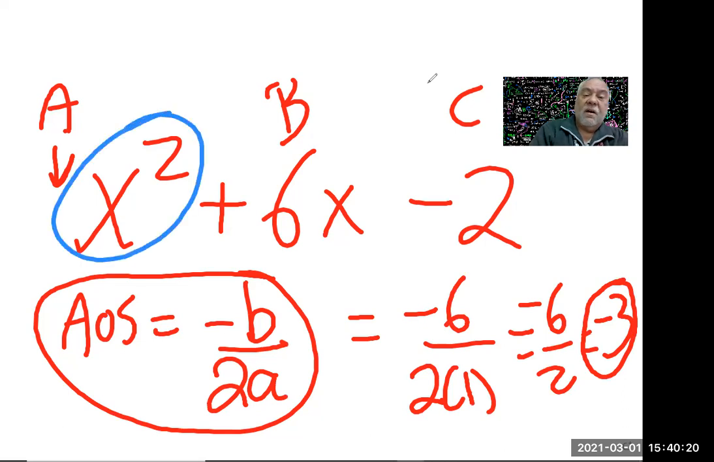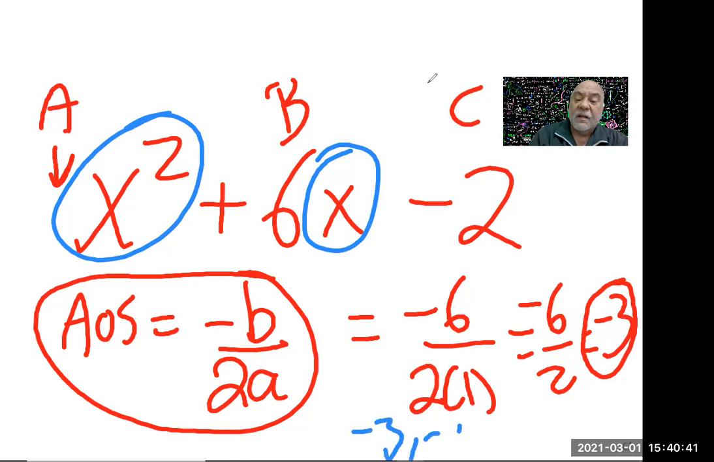You plug it in there to that x and there to that x to get the y value for the vertex. -3 squared is 9. 6 times -3 is -18. 9 minus 18 is -9, minus 2 is -11. So the vertex would be at (-3, -11). That's really how you do that.